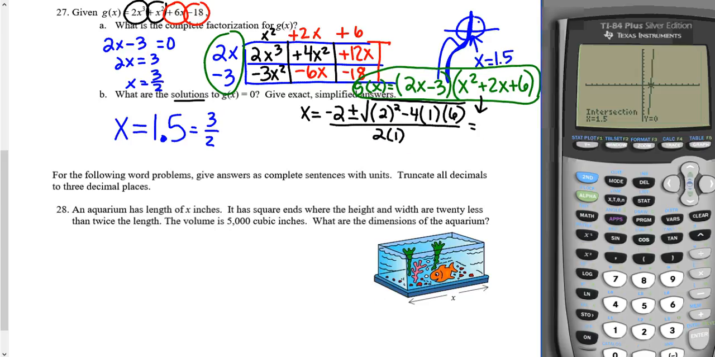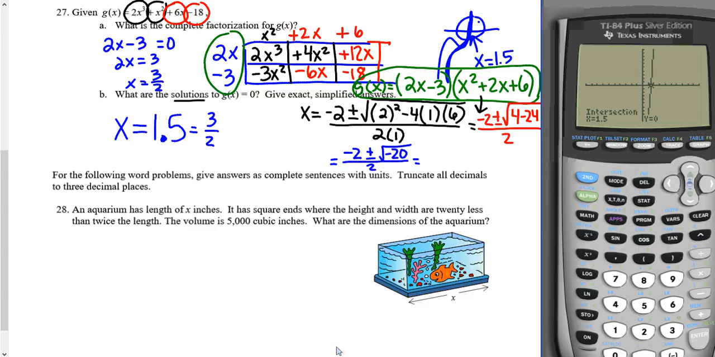Okay, so now I'm going to start simplifying. I had a -2 plus or minus, when I square the 2, that's a 4. And then I have -4 times 1 times 6 is -24. So now I have on the bottom a 2. Okay, let's put that together some more. On the top here, I have 4 minus 24. So that's the square root of -20. On the bottom, I have my 2.